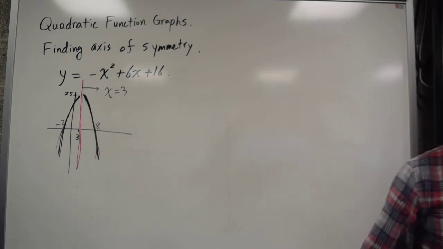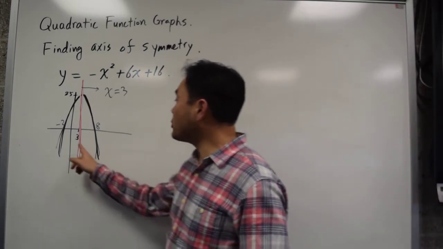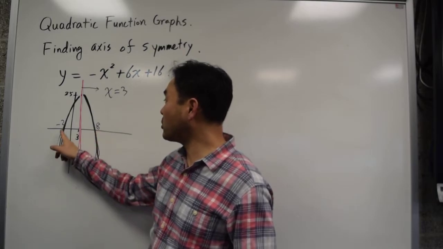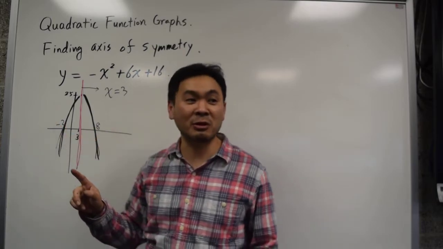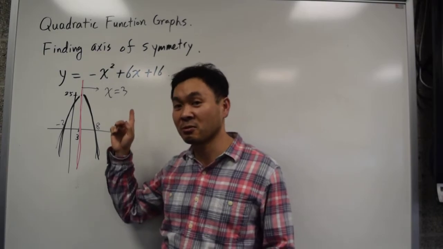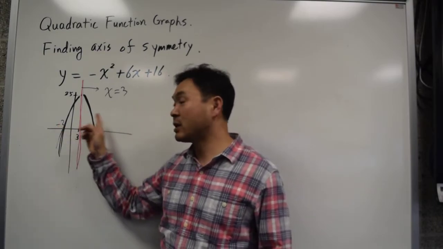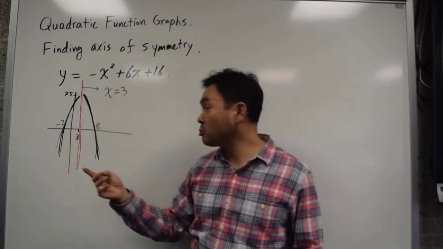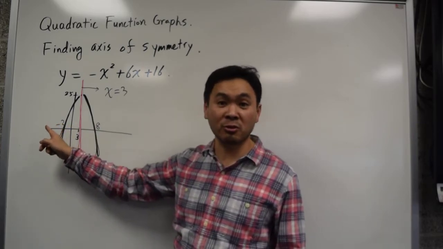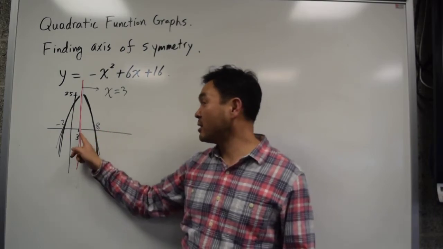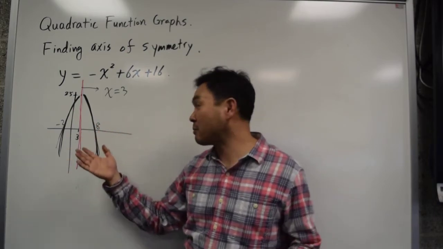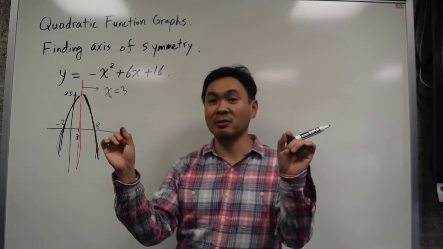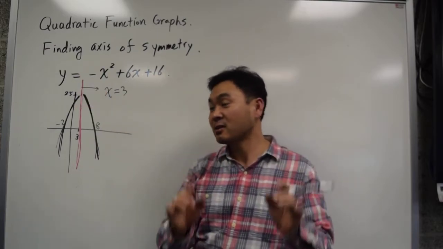Now notice that 3 also happens to be exactly the midpoint between negative 2 and 8. How do you get the midpoint? You do the average, right? So you have negative 2 and 8, add them together, you get 6, and divide by 2, you get 3, right? So 3 is really the average of these two numbers, and it is indeed the midpoint. But we already knew that because I said this is the axis of symmetry. If it's symmetric, then it's right in the middle, right? So it all makes sense.